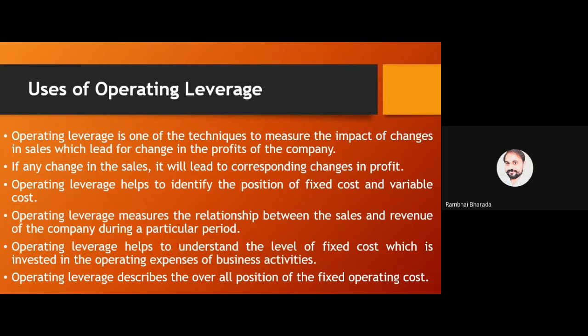Number 4, measure the relation between sales and revenue of the company during a particular period. And next one, important for us, it helps to understand the level of fixed cost which is invested in operating expenses of business activities. Here fixed cost investment means investment in plant, investment in factories, investment in buildings, and investment in other fixed assets.